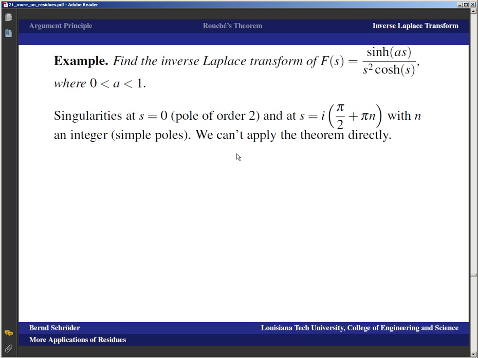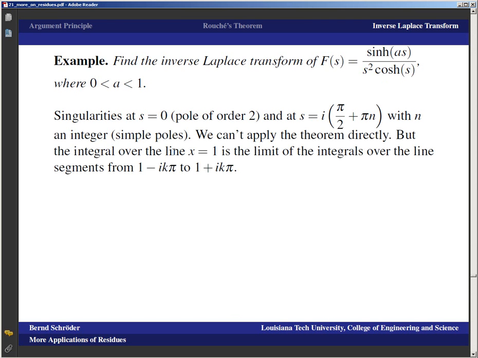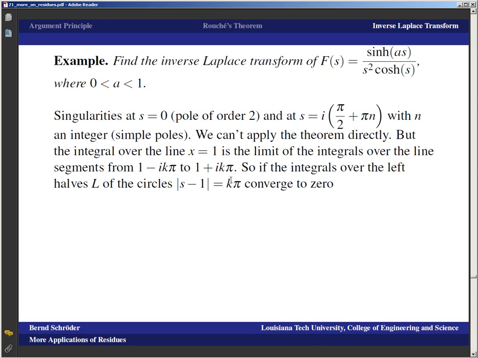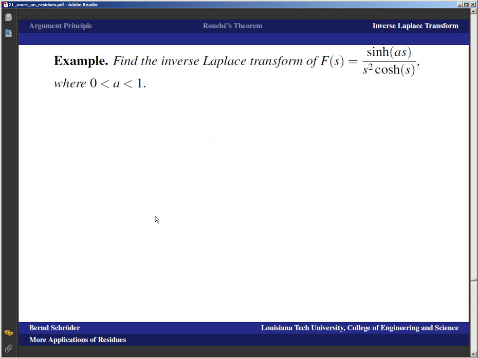Okay, so we can't apply the theorem directly because the theorem talked about finitely many of these zeros, right? But the integral over the line x equals 1 is the limit of the integrals over the line segments from 1 minus ik pi to 1 plus ik pi. And so if the integrals over the left halves of circles |s minus 1| equals k pi converge to 0, and if the sum of the residues converges, then we're okay.